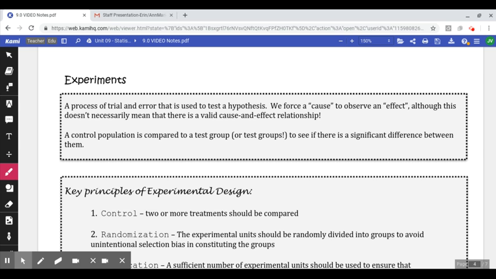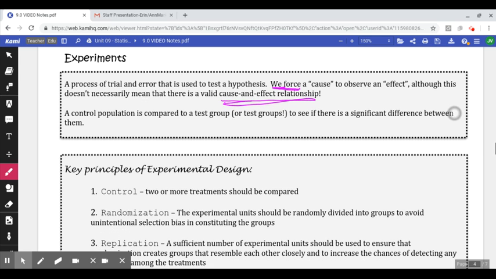So, an experiment is a process of trial and error that's used to test a hypothesis. We force a cause to observe an effect, although this doesn't necessarily mean that there's a valid cause and effect relationship. So we've got to be careful about this one. And in this case, we are the ones that are forcing this cause and effect. So that's kind of a difference between an experiment and an observational study. We're not just observing things, we are affecting some of the trials or some of the experiments here.